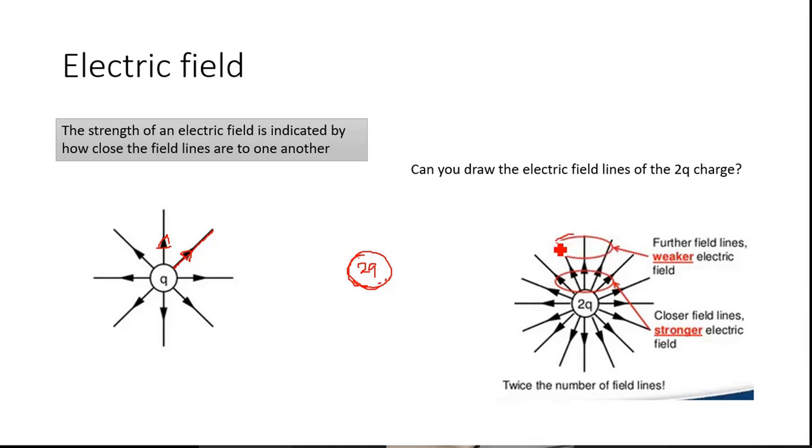For example, in this area, further apart field lines mean weaker electric field. And in this area, closer field lines mean stronger electric field. Closer means stronger electric field; further apart field lines mean weaker electric field.